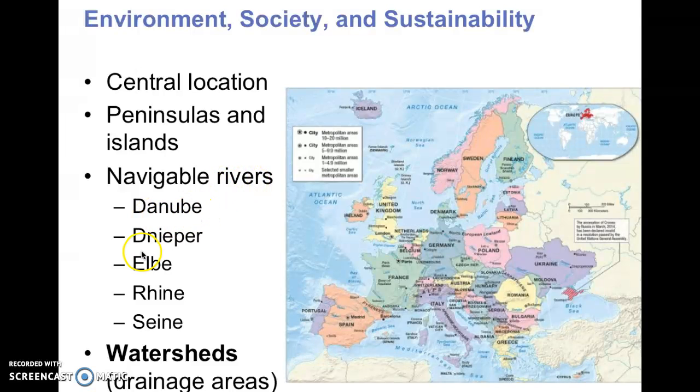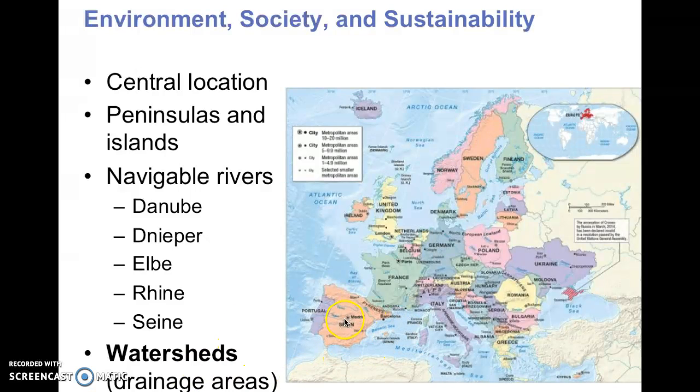You have the Danube and the Dnieper. The Danube's over here, the Dnieper's over here. The Elbe is in northern Germany. The Rhine is in southern Germany and Switzerland, right through here. And the Seine is in northern France. All are navigable. All have major cities and major ports on them where many of the goods from all over the world come in and out. Things go out of Europe, things come in.